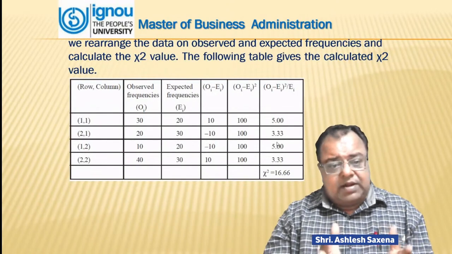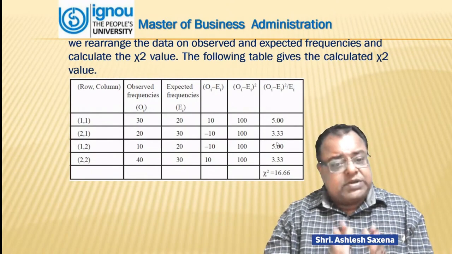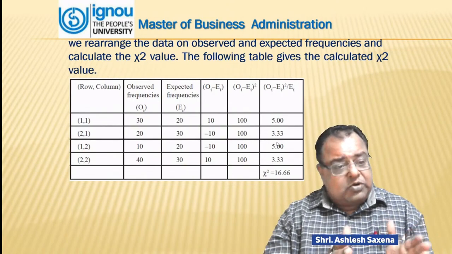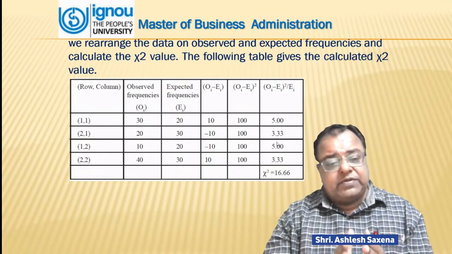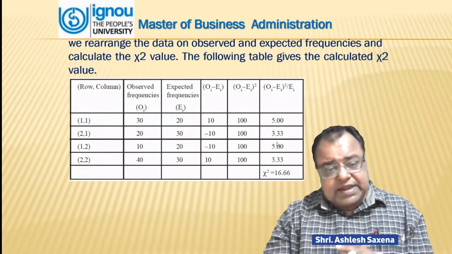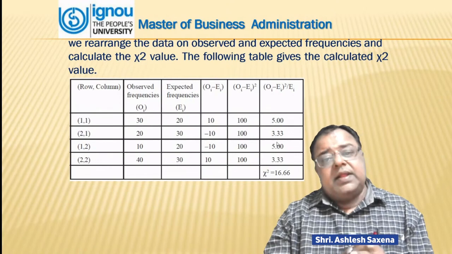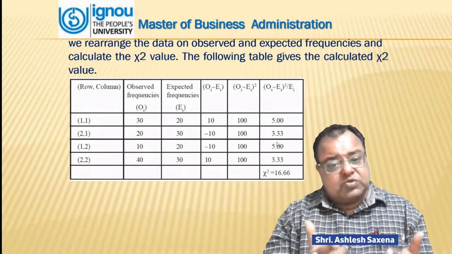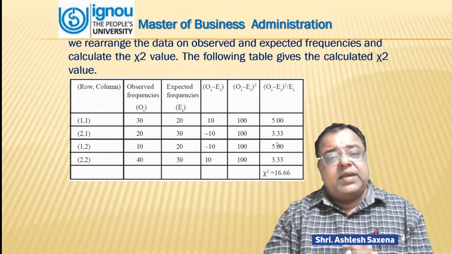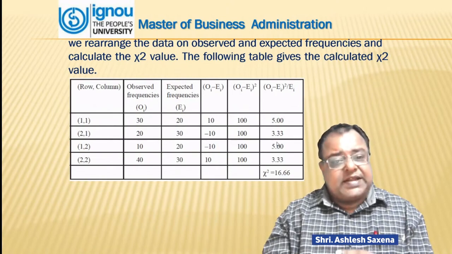Now, we arrange the data on observed and expected frequencies and calculate chi-square. The following table is calculated accordingly. For row 1, observed frequency was 30, expected frequency was 20. For row 2, it was 20 and 30. For 1, 2, it is 10 and 20, and for 2, it is 40 and 30. After this, our next step is to calculate Oi minus Ei. Values are calculated. After that, Oi minus Ei whole square, and the last one is Oi minus Ei whole square divided by Ei. When we are adding up, we are getting chi-square equal to 16.66.